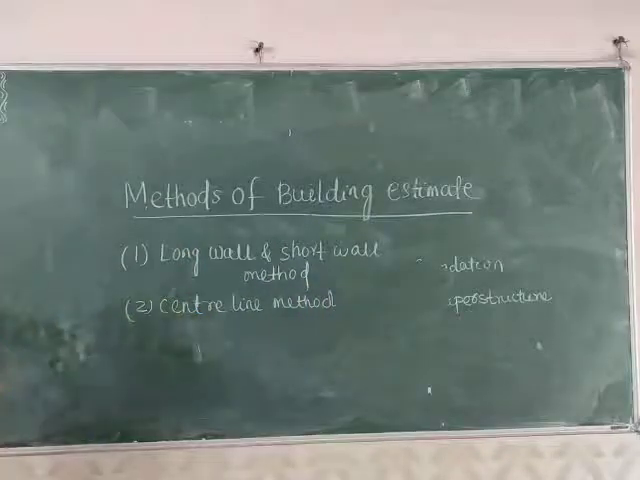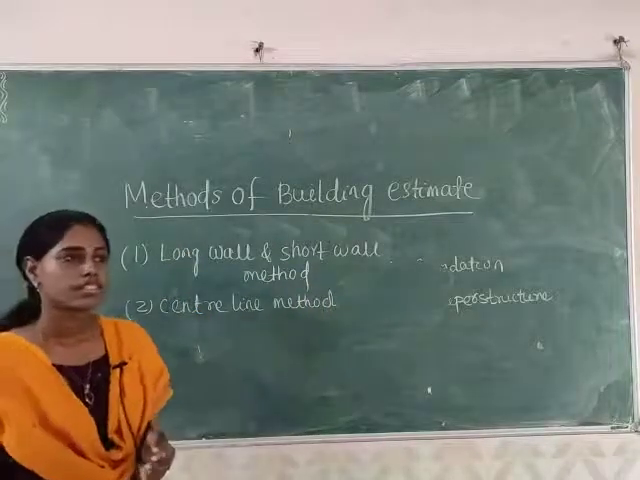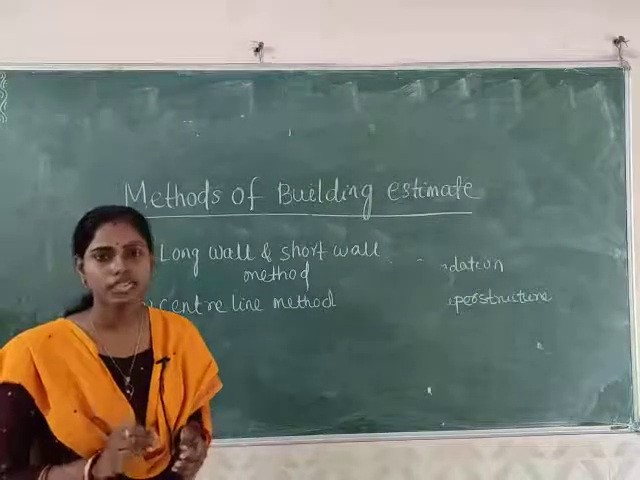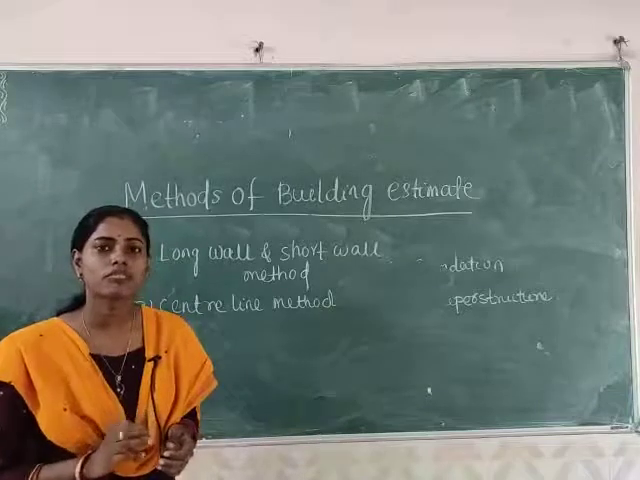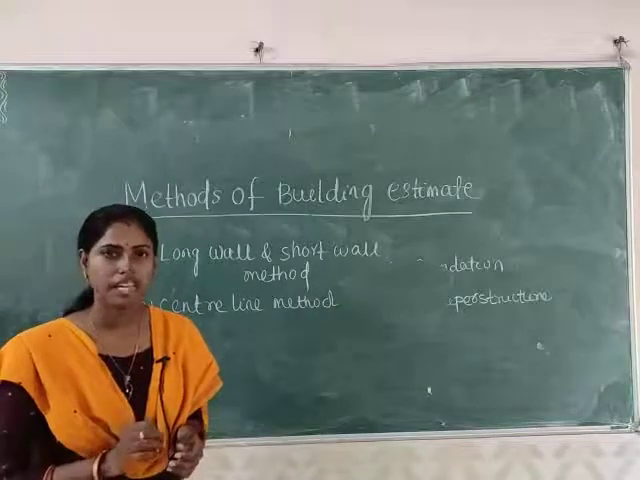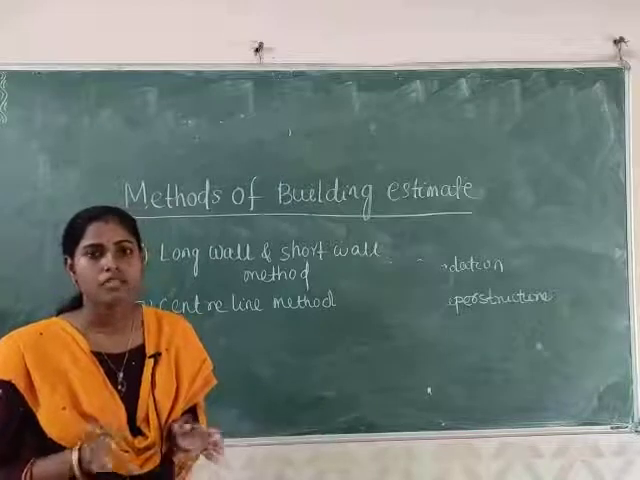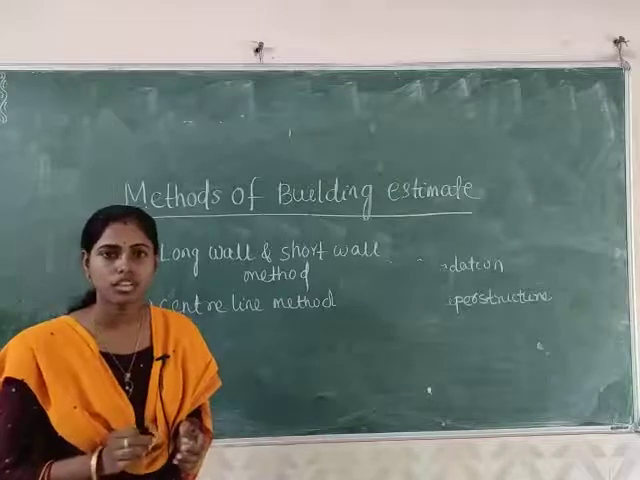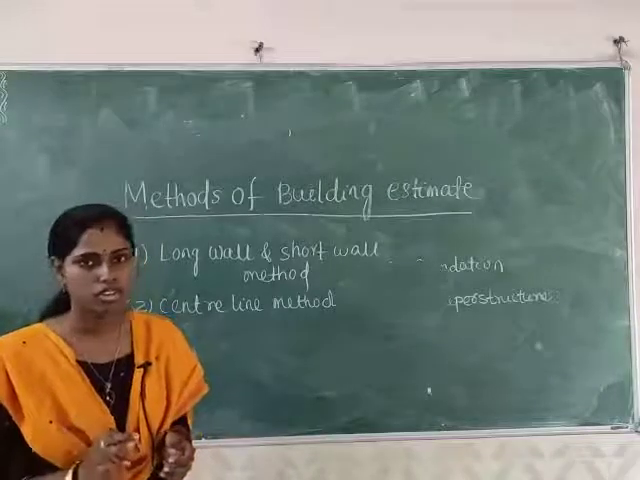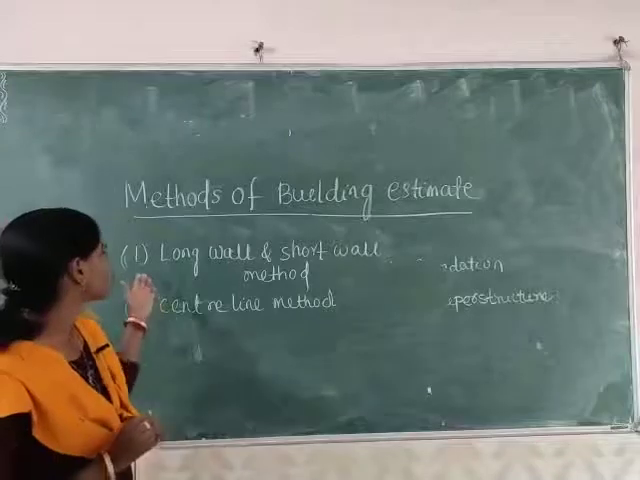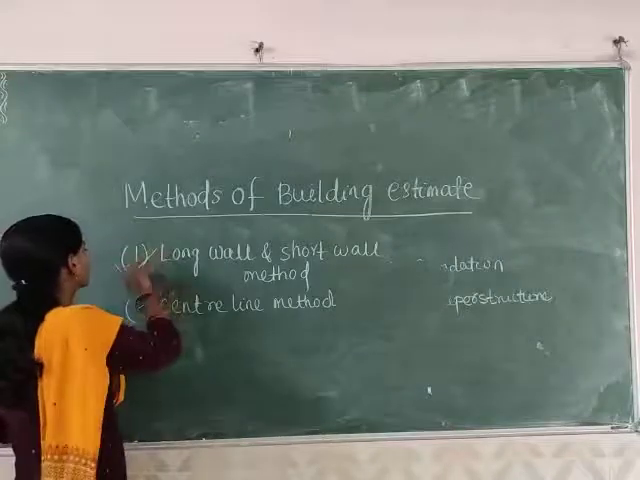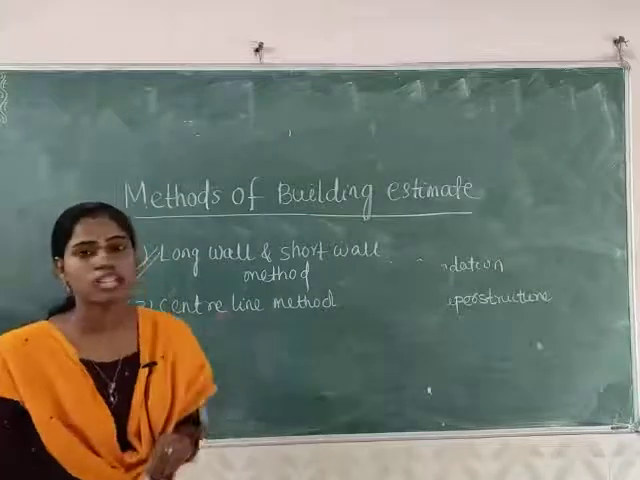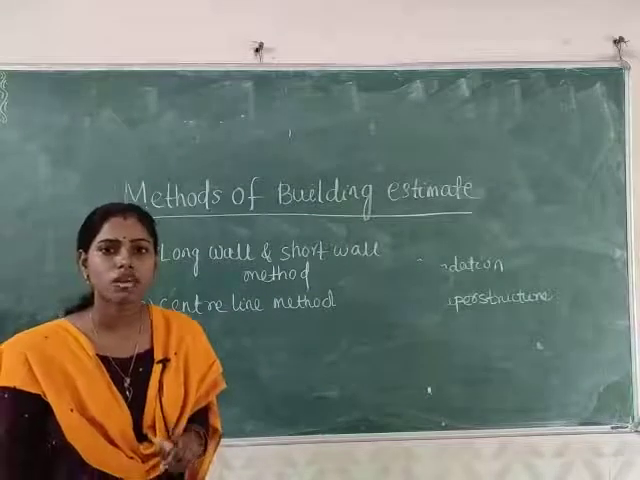The dimensions, that is length, breadth, height or depth required for quantity calculation, are to be taken out from the drawings, such as the plan, section and elevation. There is no hard and fast rule for taking out dimensions from the drawing, but they should be taken out accurately. So, let us come to the first method, the long wall and short wall method. This method is also known as the individual or separate wall method.